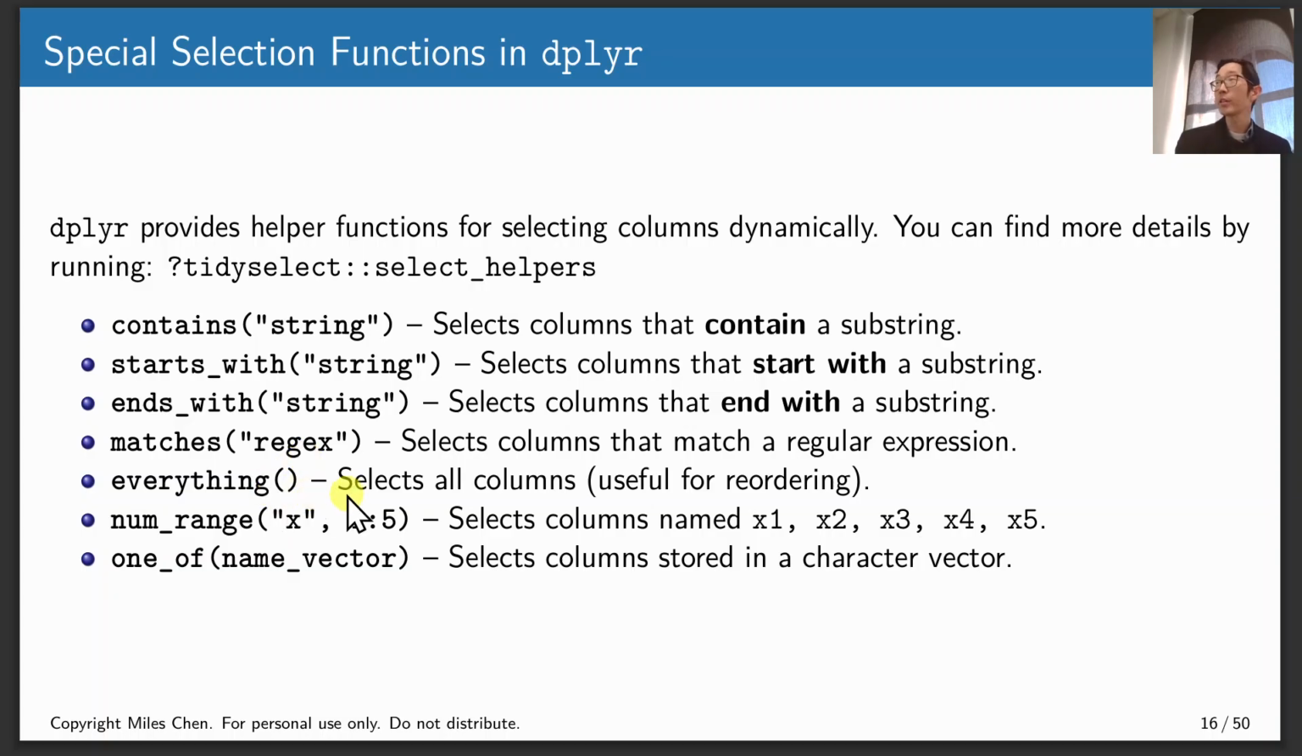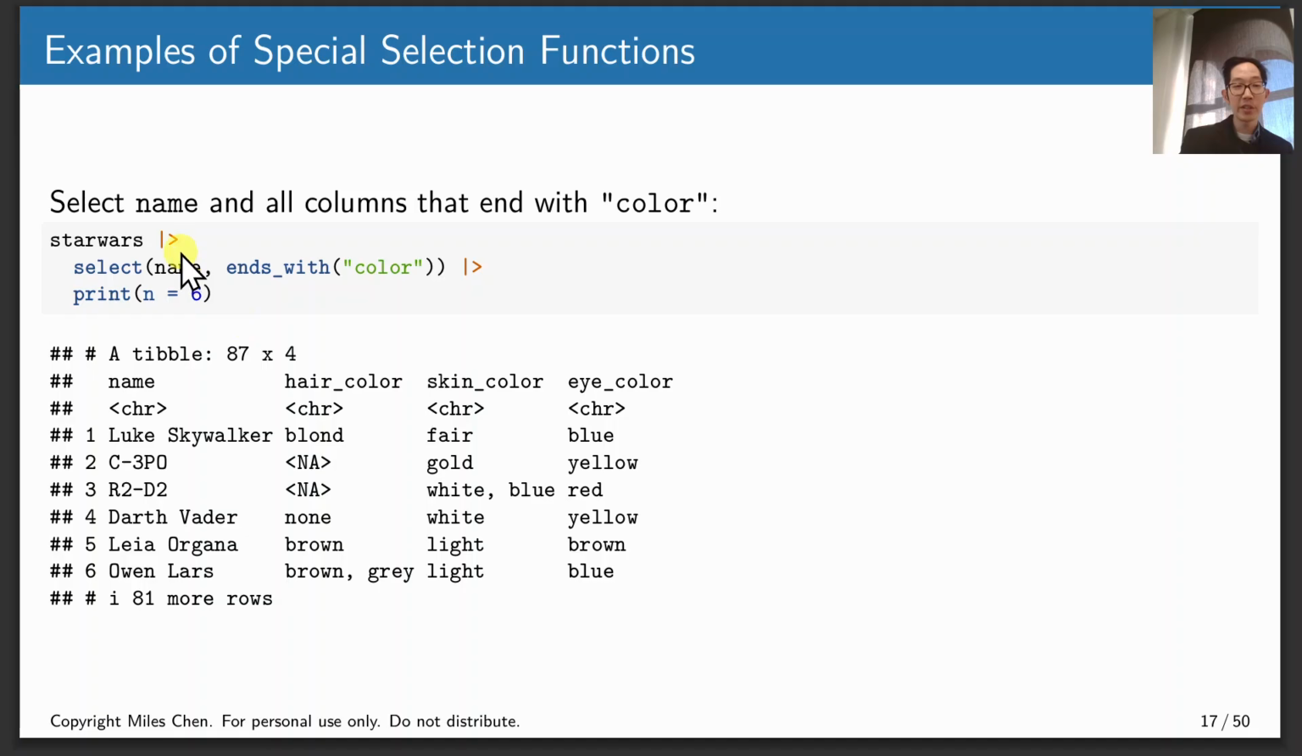Everything will select all of the columns, and that's useful if you needed to reorder columns and things like that. Numeric range, if you have columns named like x1, x2, x3, x4, x5, something like that. And one of, you can select columns stored in a character vector. So here I'm going to say select all the columns that end with color along with name. So we're going to get the name and then hair color, skin color, eye color.